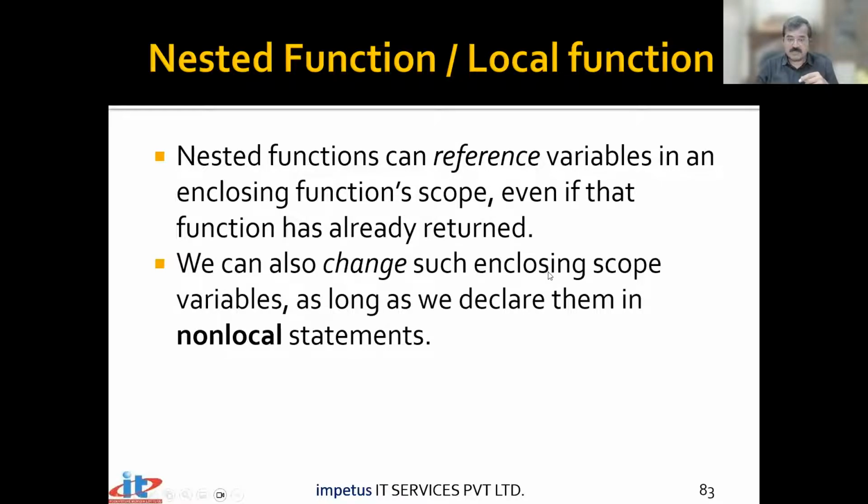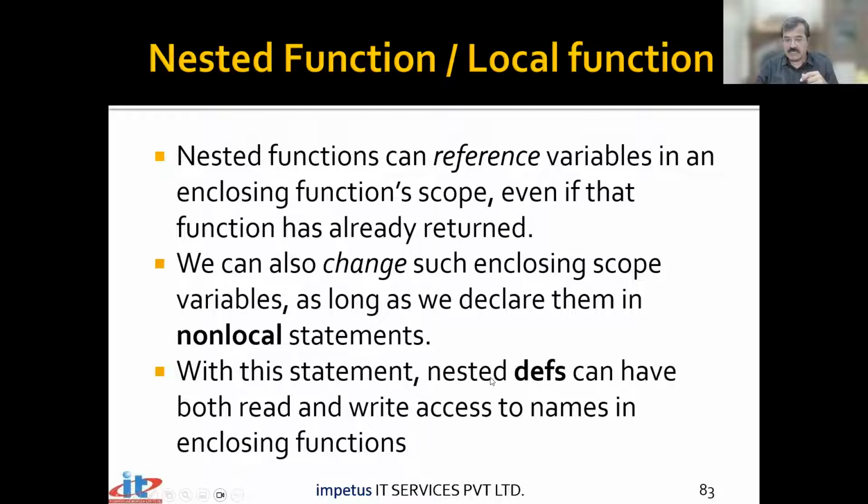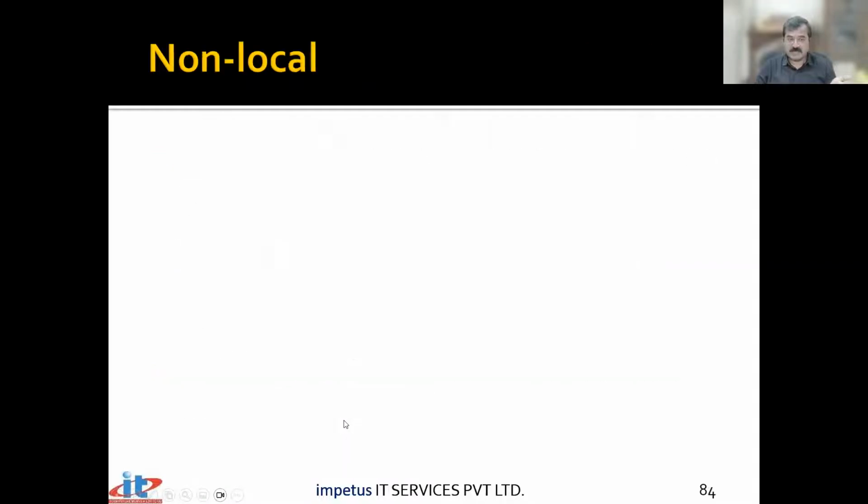We can also change such enclosing scope variables as long as we declare them as nonlocal variables. Now, what do we mean by changing such enclosing variables as long as we declare them with the nonlocal statement? With this statement, the nested defs can have read and write access to the names in the enclosing function. That means it can go ahead accessing the variables of the enclosing function. It can read as well as write.